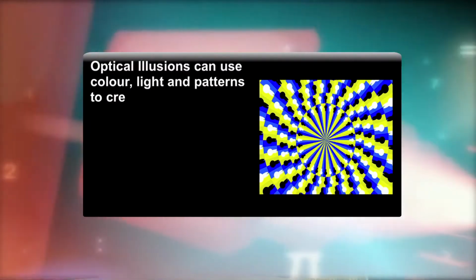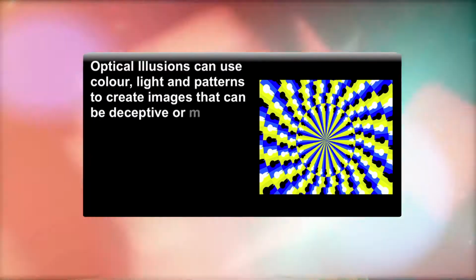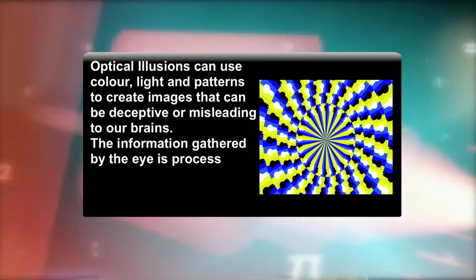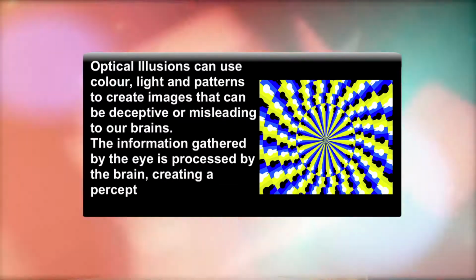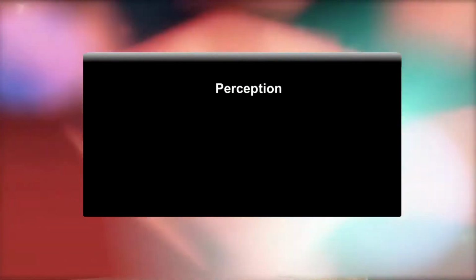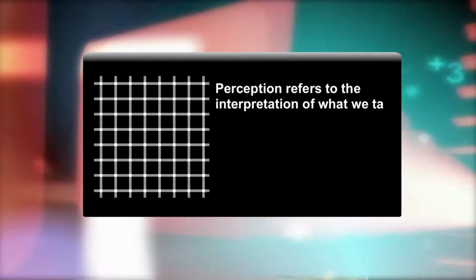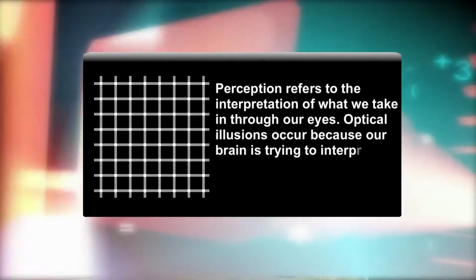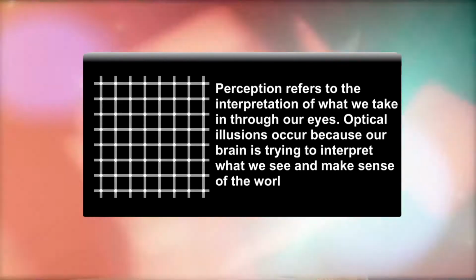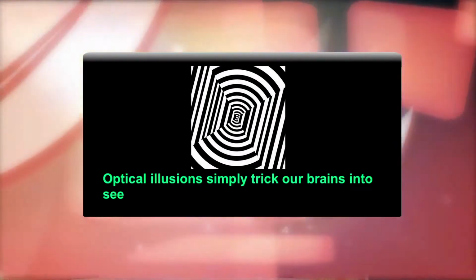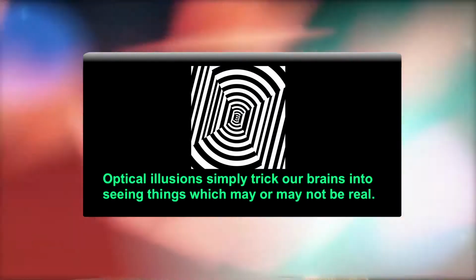Optical illusions can use color, light and patterns to create images that can be deceptive or misleading to our brains. The information gathered by the eye is processed by the brain, creating a perception that in reality does not match the true image. Perception refers to the interpretation of what we take in through our eyes. Optical illusions occur because our brain is trying to interpret what we see and make sense of the world around us. Optical illusions simply trick our brains into seeing things which may or may not be real.